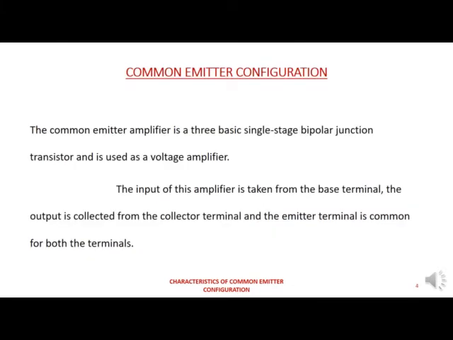Common emitter configuration. The common emitter amplifier is one of the 3 basic single stage bipolar junction transistor amplifiers, and it is used as a voltage amplifier. The input of this amplifier is taken from the base terminal. The output is collected from the collector terminal, and the emitter terminal is common to both.